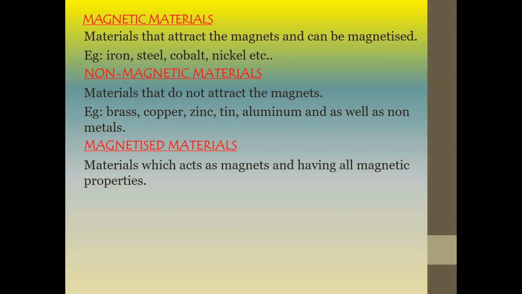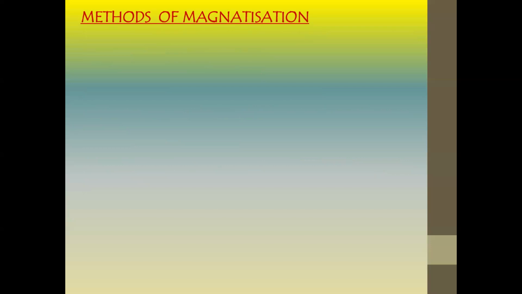Magnetized materials, which act as a magnet or have all the magnetic properties, are known as magnetized material. If you want to make a magnet, there are different ways to make a magnet. Number one, electrical method. Whenever current is passing through a wire, the material will behave like a magnet, because current means the movement of charges or particles.